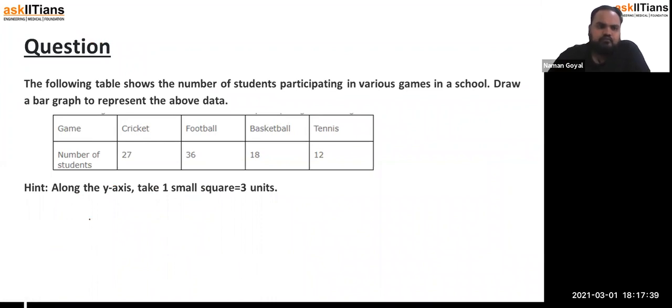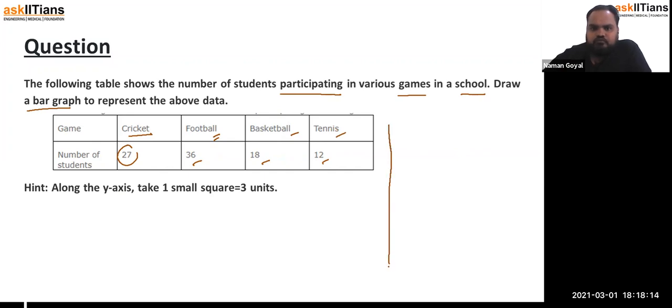Now the following table shows the number of students participating in various games in a school. Draw a bar graph to represent the above data. Now there are 27 students who like cricket, who want to participate in cricket, 36 students who want to participate in football, 18 in basketball, and 12 in tennis. Okay, so along the y-axis take one small square as 3 units. Okay, fair enough.